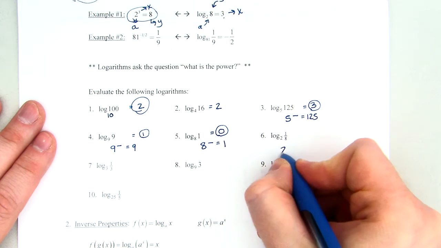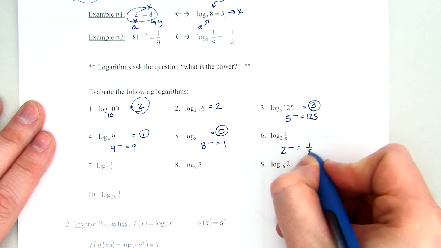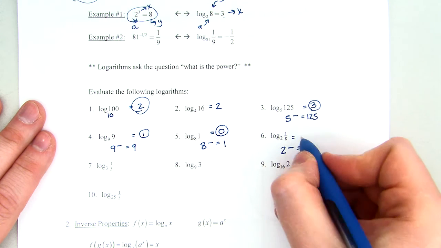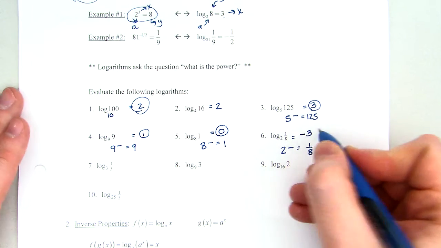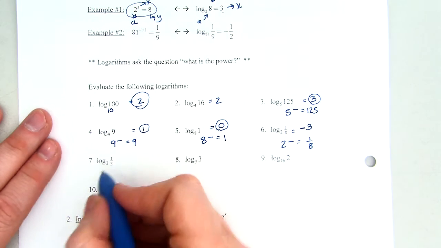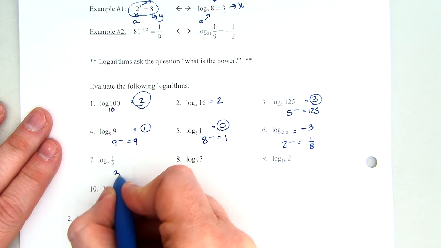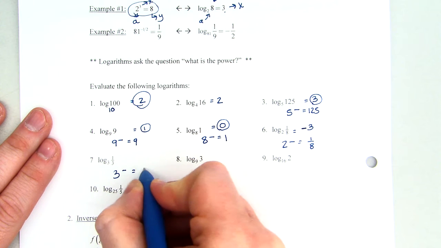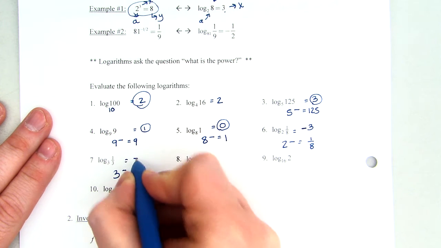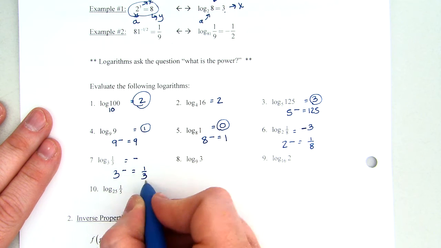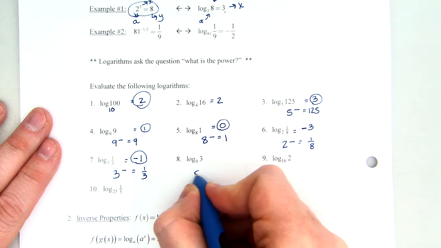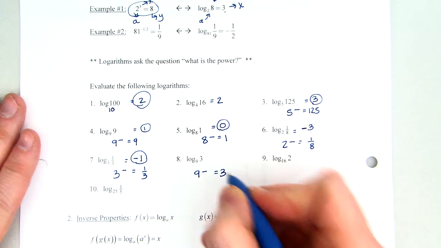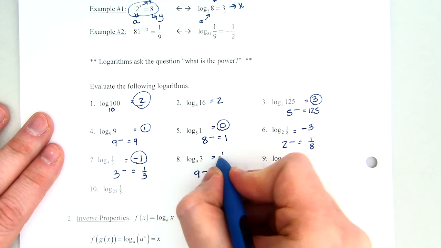Log base 2 of 1/8. 2 raised to what power gives us 1/8? Well, to get a fraction, you're going to have a negative power. 2 to what power gives you 8? 3, so negative 3. Log base 3 of 1/3. 3 to what power equals 1/3? Negative, to move to the bottom of a fraction. 3 to the first power gives you 3, so negative 1. Log base 9 of 3. 9 to the what gives you 3? I think it's a square root, so we're going to say 1/2.